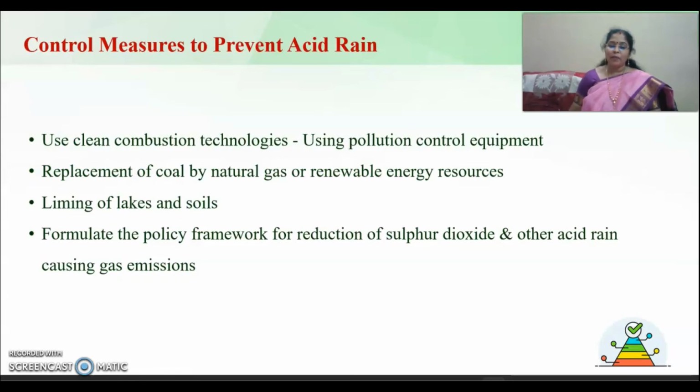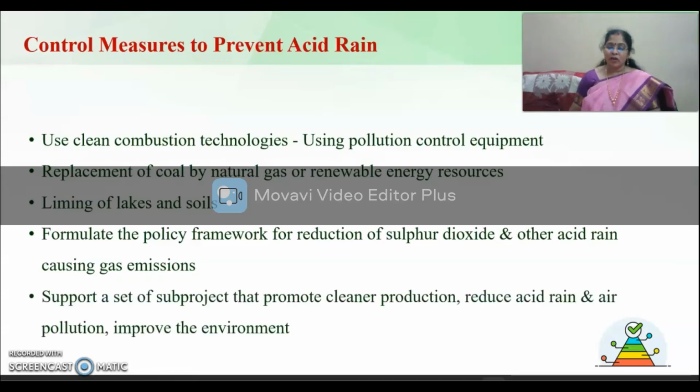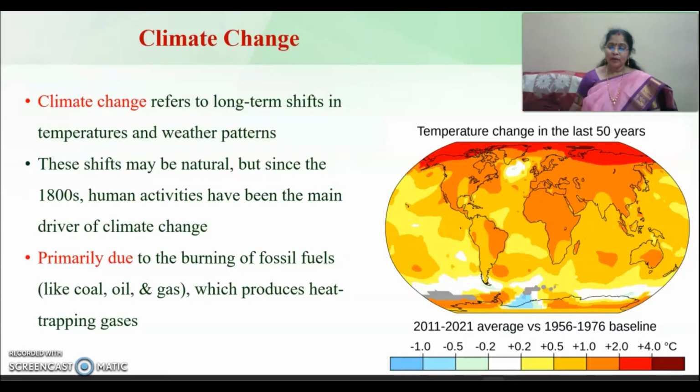And formulate the policy framework for reduction of sulfur dioxide and other acid rain causing gas emissions. Support a set of sub-projects that promote cleaner production and reduce acid rain and air pollution, and improve the environment.